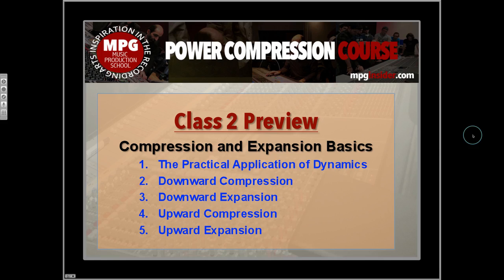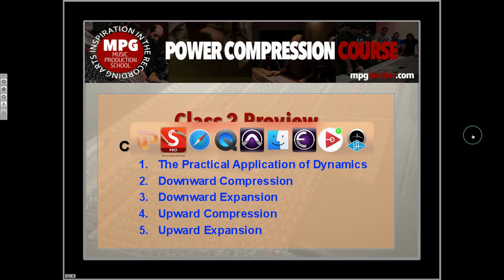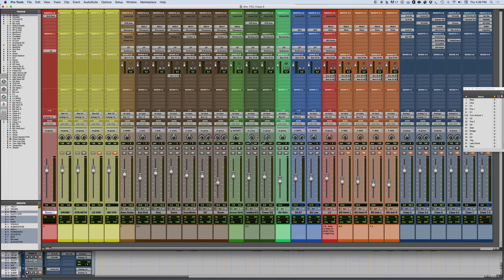Upward expansion and upward compression. Upward compression is low-level compression. This is a way of adding presence or bringing energy into a sound, or detail or focus into a sound. And upward expansion is the process of expanding or moving signals upward relative to their original dynamics.